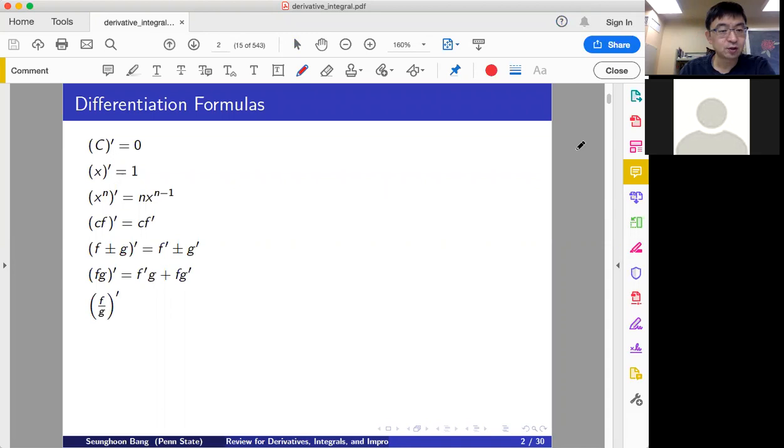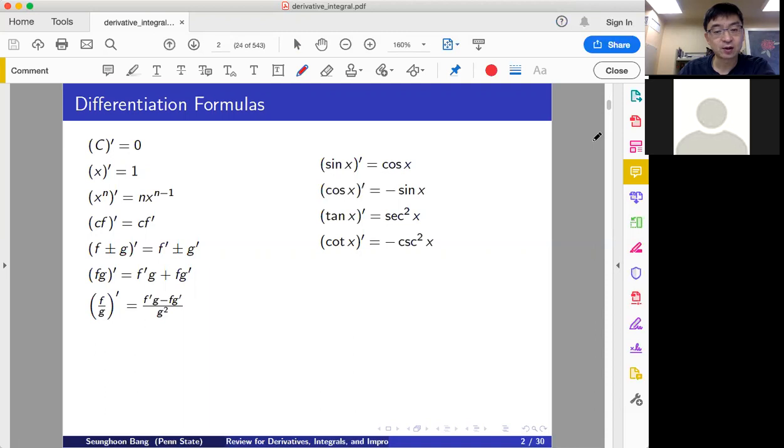The f over g prime is the quotient rule: the top one prime times the bottom one minus the top one times the bottom one prime, over the bottom one squared. The sine prime is cosine. The cosine prime is negative sine. Tangent prime is secant squared. Cotangent prime is negative cosecant squared. The secant x prime is positive secant x tan x. The cosecant x prime is negative cosecant times cotangent.